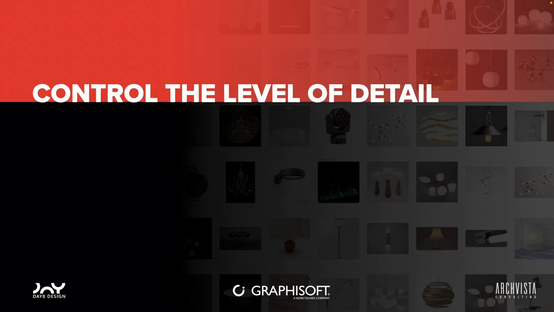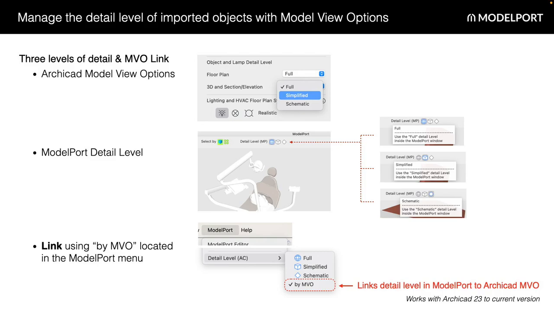All right, let's talk about controlling the level of detail next. One of the advantages to ModelPort is the ability to assign a model view option, or a detail level, I should say, to objects when you import them in. So Archicad has the detail levels of full, simplified, and schematic, and ModelPort has the same. We mirror that with the same detail levels within ModelPort, and then you can assign certain different options to each of those detail levels. And you can also link the ModelPort to Archicad by selecting the by MVO option there below.